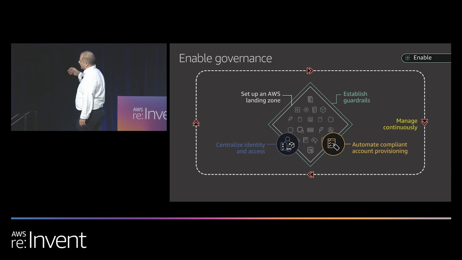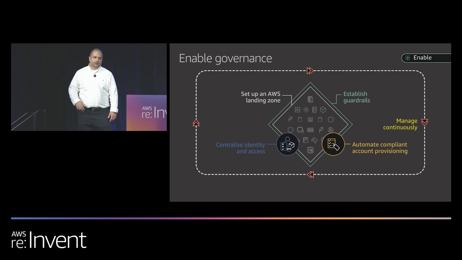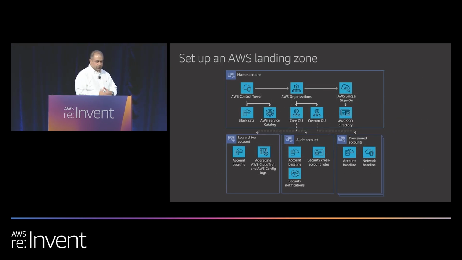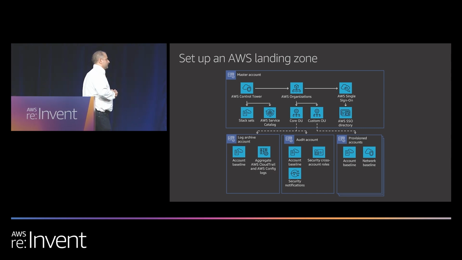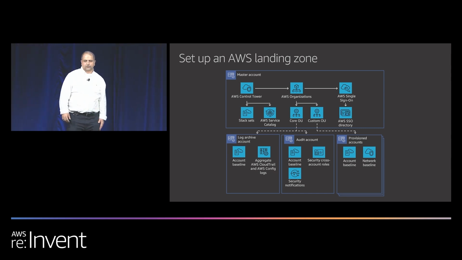I want to be doing all of this while I'm managing the environment and operating on a continuous basis. So for example, if somebody violates a guardrail, I want to be notified of it. I want to take actions associated with it and remediate whatever guardrail was violated. So when you create an AWS Control Tower environment, you'll get this out of the box. This is the high-level account-based overview of what you will get.